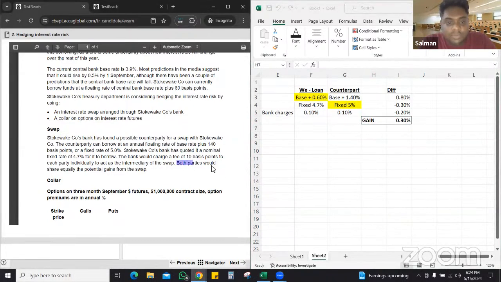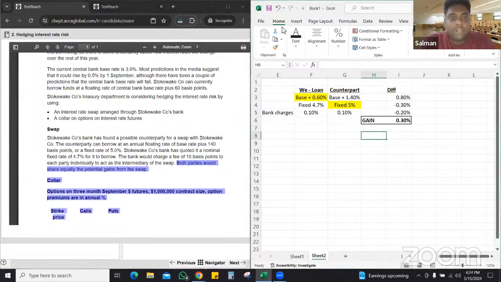And they are specifically stated, both parties would share the potential gains, share equally the potential gains from the swap. So each party will gain how much? Hassan, once we have completed this question, we'll understand why both the parties would be interested in swaps.